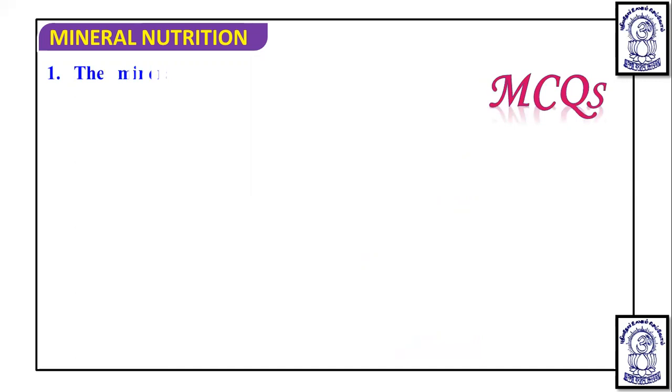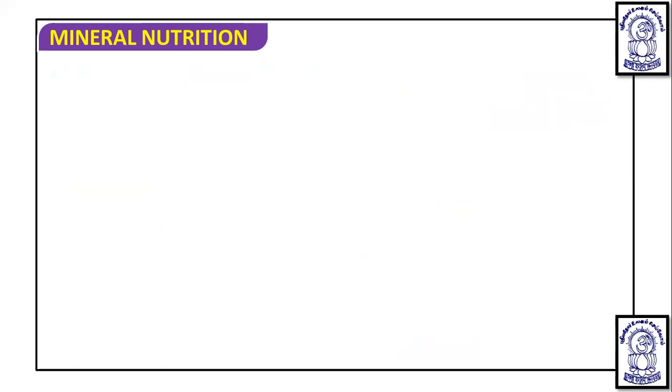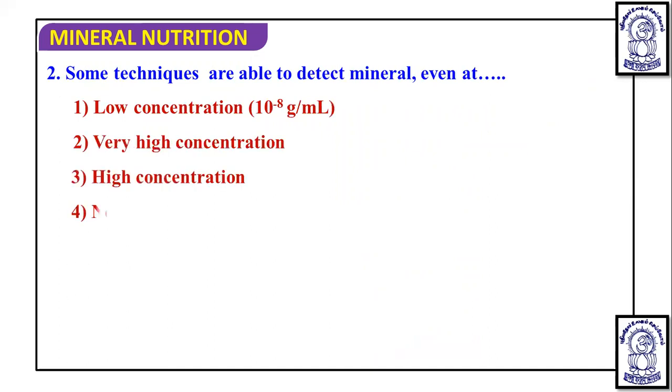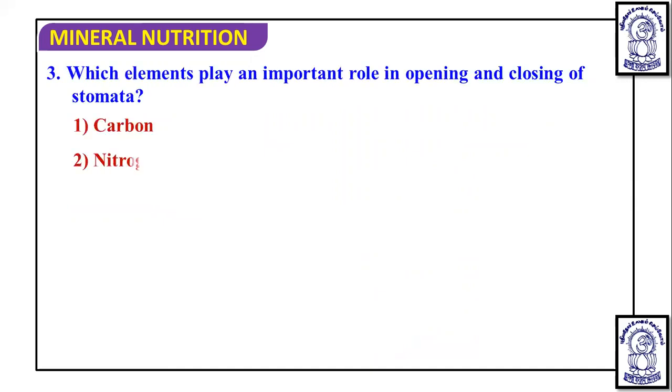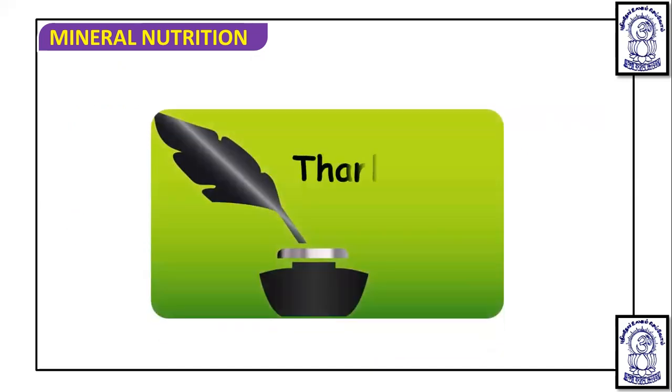So let's discuss the minerals present in soil, which can enter a plant through the roots. Some techniques are able to detect mineral concentration even at a very low concentration, that is 10 raised to minus 8 gram per ml. Which element plays an important role in opening and closing of stomata? As we have just discussed, obviously it is potassium. So that is all about hydroponics and the essential mineral elements.